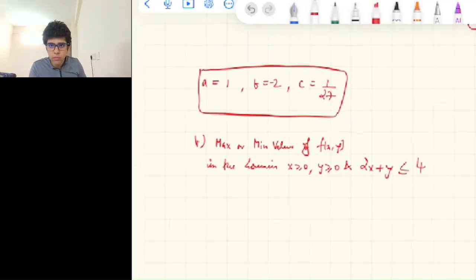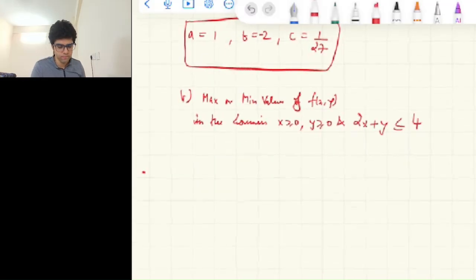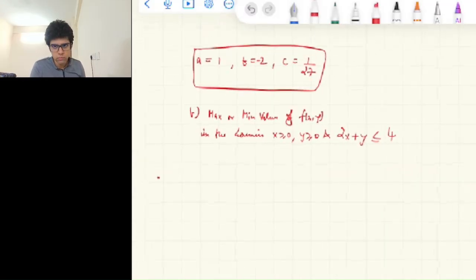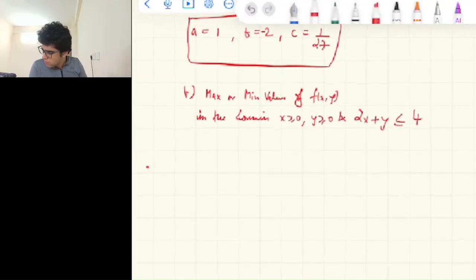I'll just zoom out a bit. Wait a minute. Let me just use it. Yes. So now we need to find the maximum or minimum values of f in the domain x greater than or equal to 0, y greater than or equal to 0, and 2x plus y less than or equal to 4. You would be able to see what I'm going to write now.